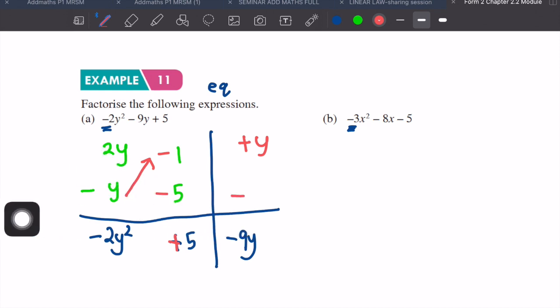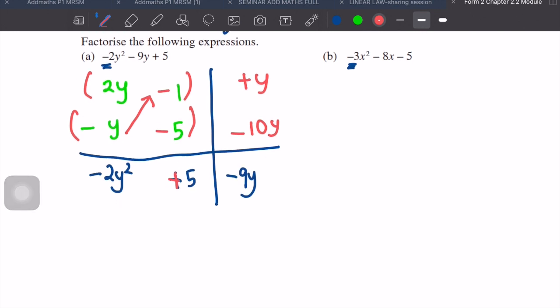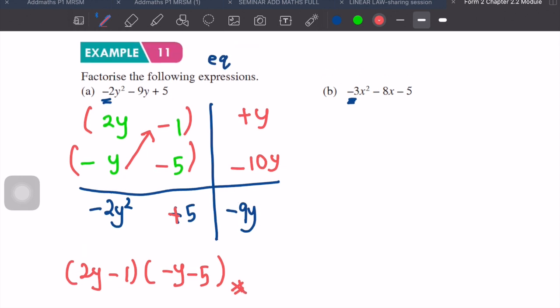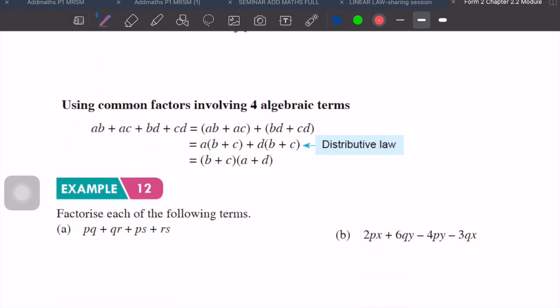Negatif 5 darab 2, negatif 10y. Okay, sekarang kita check. Positif y tolak 10y. Dapat tak negatif 9y? Dapat kan? Negatif 10y tambah y dapatlah negatif 9y. So maksud dia, ini adalah kita punya factor. Kena try satu-satu tau. Okay. So 2y minus 1, negatif y minus 5 adalah kita punya factor. Okay. And the last.